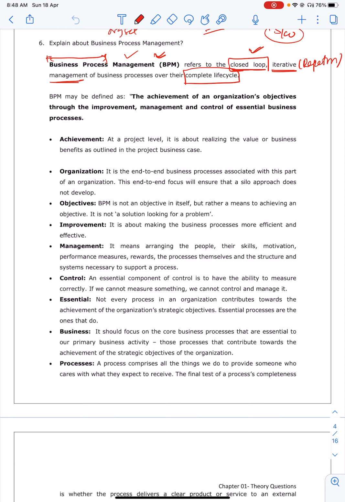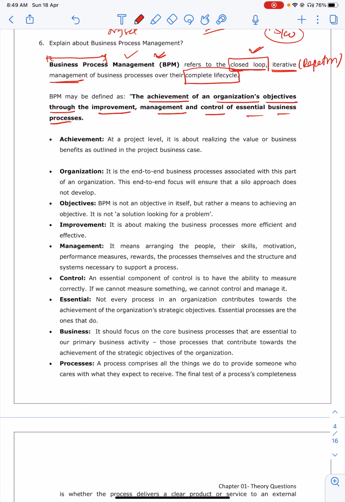Again, we have a standard definition. So what is the standard definition? Business process management is nothing but achievement of organization objectives through improvement, management, control of essential business process. So every word is defined here. It is nothing but simple, sir. Why do we require a business process? To achieve business objectives, or organizational objectives. Why do you require business process management? When management comes, it is required for the improvement, management and controlling of essential business process.